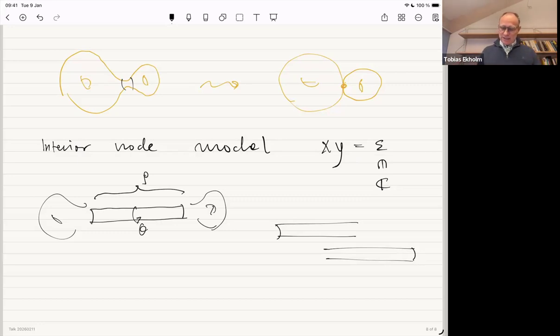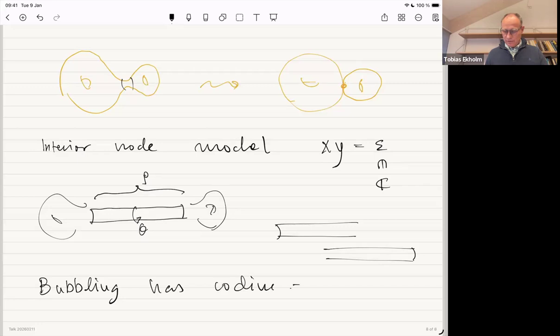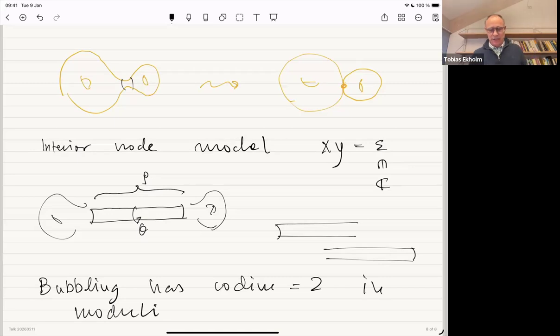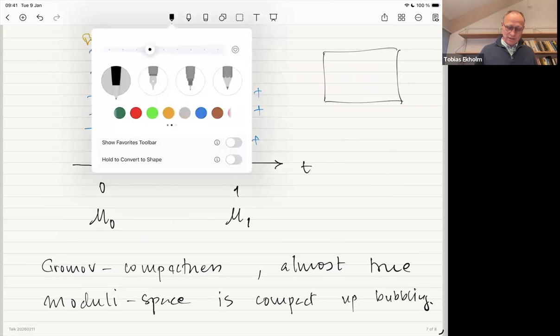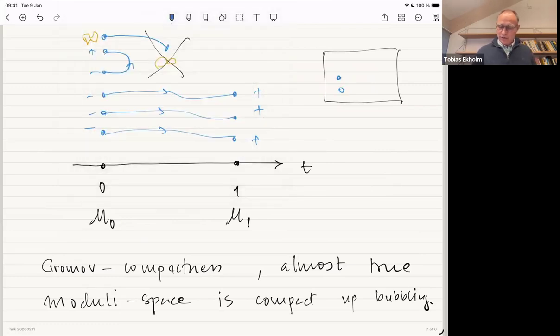So the key point here is that since this is a complex parameter, bubbling is a codimension 2 phenomenon in moduli. So that means that if I now step back, this one is not going to happen generically, because it's the same thing as, you want to go from this blue point 0 to this blue point 1, and you have some bad thing happening at the origin.